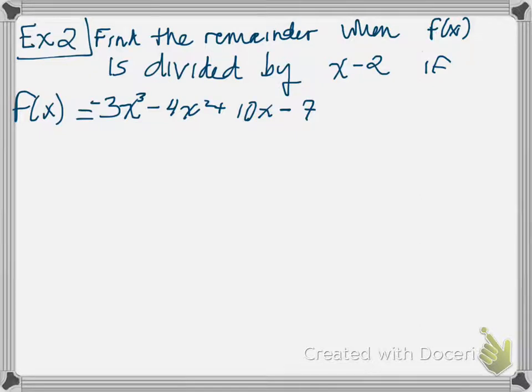Now in this next example, we're going to see how we could apply the remainder theorem to answer some questions. Here it says, find the remainder when f of x is divided by x minus 2. The first thing I'm going to think about is, what is my a value here? Here a would be positive 2 because I'm taking the opposite sign of what I see.